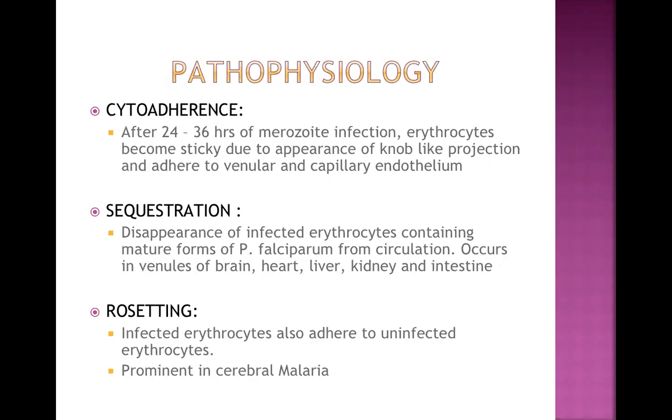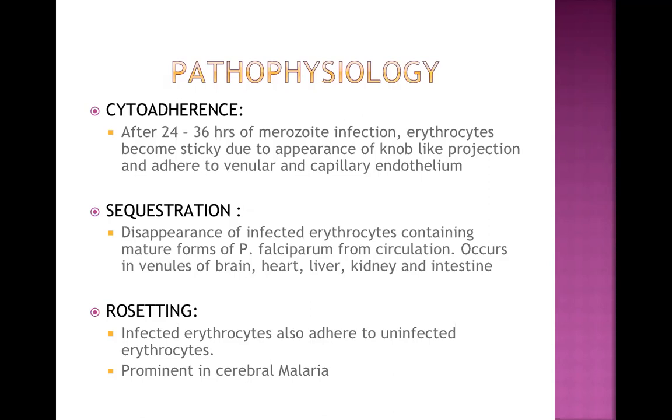Now, how do these parasites damage our cells, especially RBC? What do they do there? This is called pathophysiology. So there are three important terms which you can see there. These are called cytoadherence, sequestration, and rosetting. Let's talk a little bit about them.